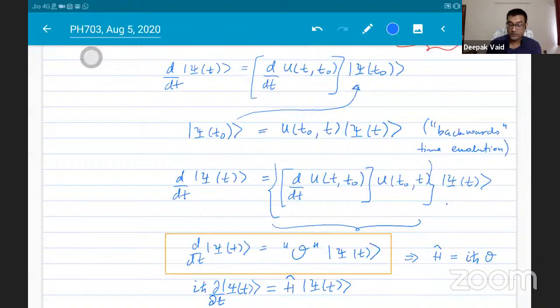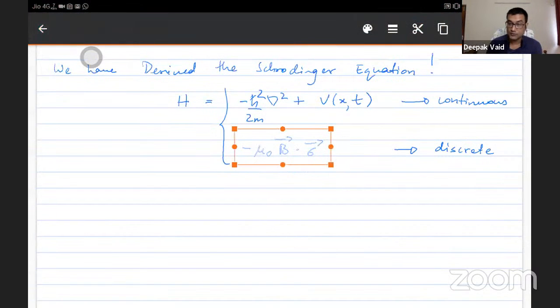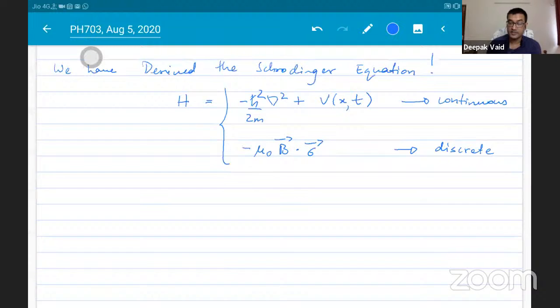Now, in many cases, we cannot solve this equation analytically. It cannot be solved exactly in closed form. So we have to use numerical methods. But the point is that it can be solved. Okay. So we have talked about the time evolution which occurs due to this operator in the discrete case.